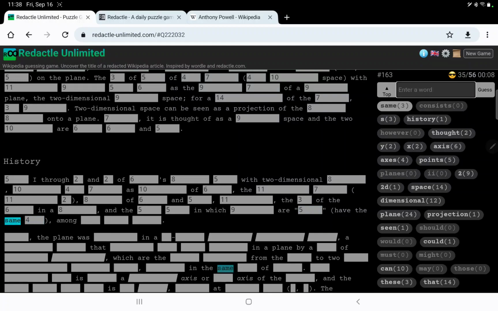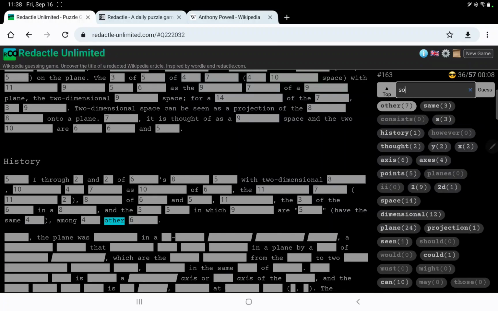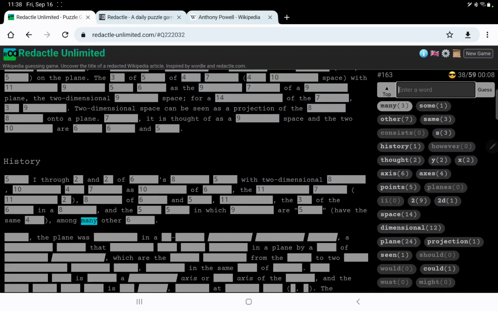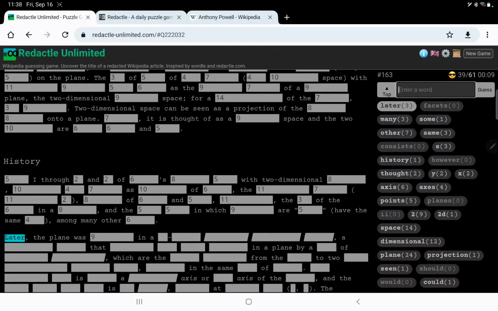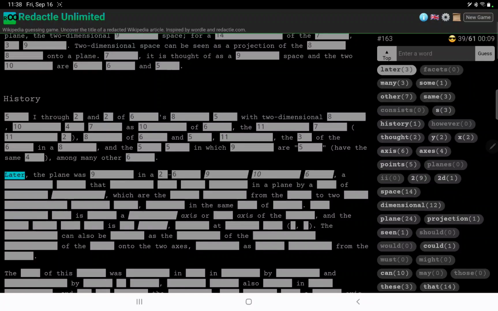have the same. No, I'm not getting among something. Is other in there? Yes, among some other. Among many other. Okay, among many other facets. No. Maybe later. Yeah, the plane was 9 in a 2 6, 9, 10, 6.